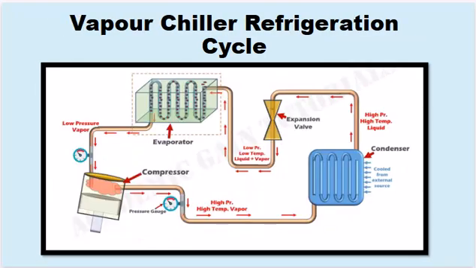The vapor chiller refrigeration cycle works by circulating a refrigerant in a closed loop. The refrigerant absorbs heat from the evaporator, vaporizing as it does so. The vapor is compressed, raising its pressure and temperature. It then releases this heat to the condenser, condensing back into a liquid. The liquid refrigerant expands through an expansion valve, dropping in pressure and temperature. This low pressure, low temperature liquid returns to the evaporator, repeating the cycle and providing cooling.